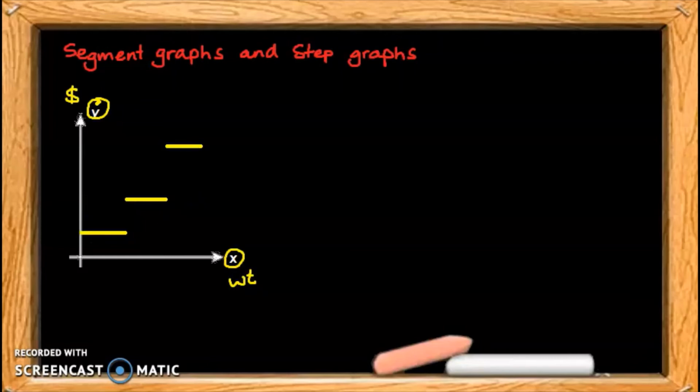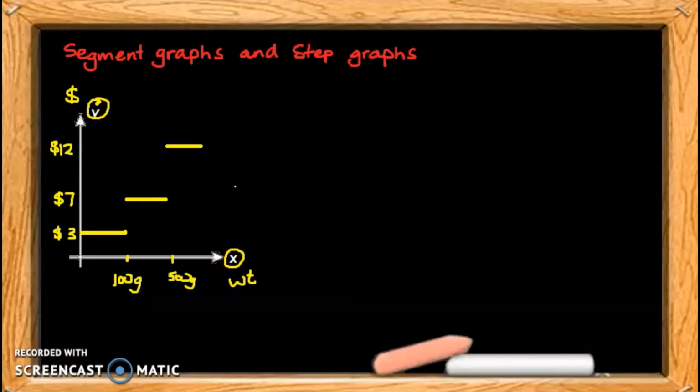For example, anything between 0 and, for argument's sake, 100 grams might cost a certain price, and then anything between 100 and 500 grams might cost another price, and so on. And on the y-axis, on this vertical axis, would be the different prices. Let's imagine this is $3, this is $7, this is $12, and so on.